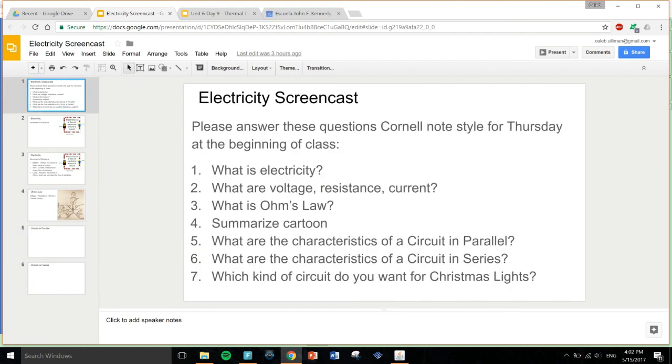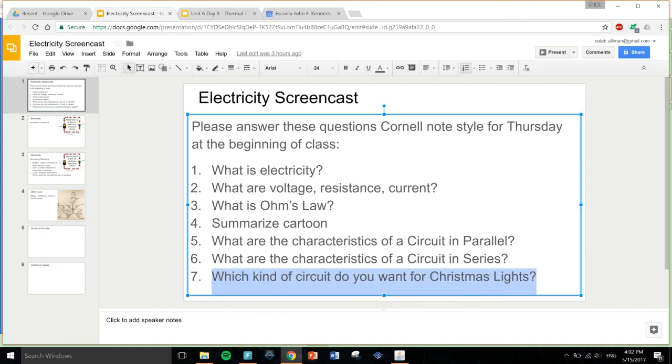Now, think about what kind of circuit would you want to use for Christmas lights? Christmas lights are a string of lights. There's tons and tons of them. Would you want a circuit where if one light bulb goes out, all of the light bulbs go out? Or would you want a circuit in which if one of the light bulbs goes out, that's fine, all of the other light bulbs still can function? Okay, so think about that and think about whether or not that would be circuit in parallel or a circuit in series.